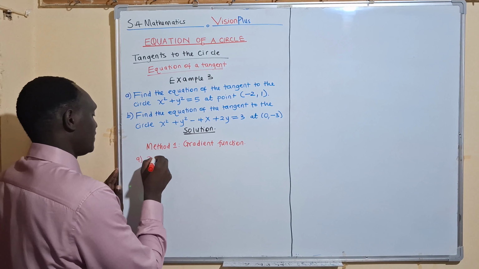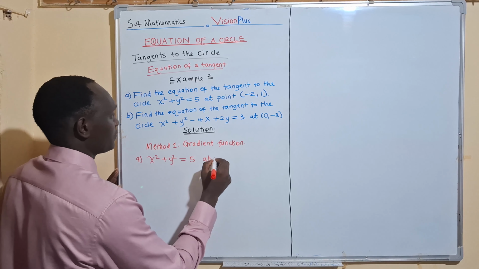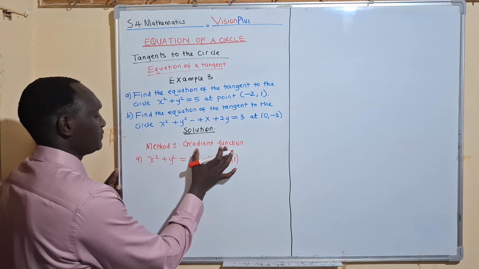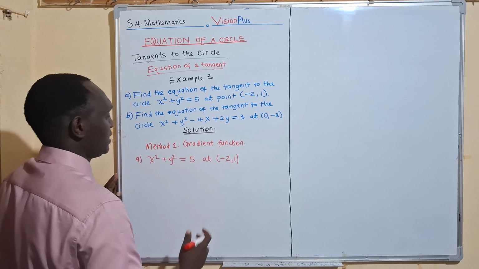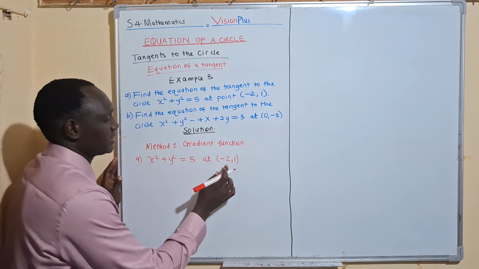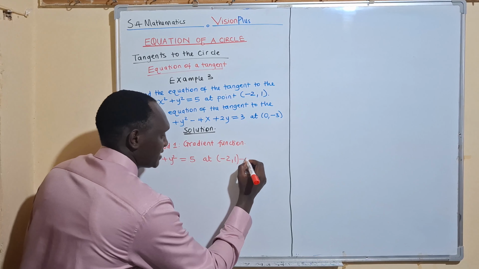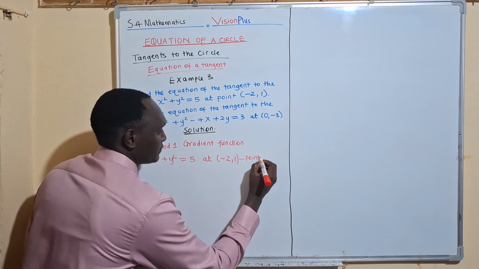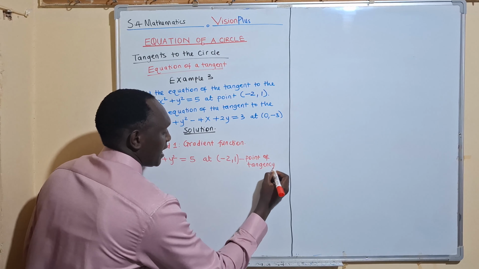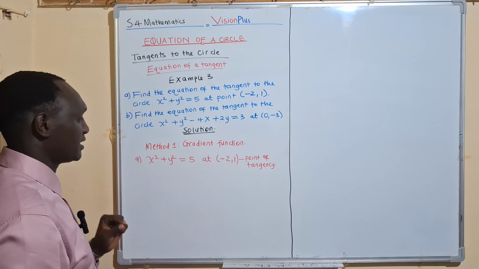So part A, given as x squared plus y squared equals 5 at the point of tangency (-2, 1). If you are using the method of the gradient function, it is not important for you to sketch the circle. What is very important is that you must know that the given point is the point of tangency. What does it mean? This is the point at which the tangent touches the circle. That is what you must keep in your mind.